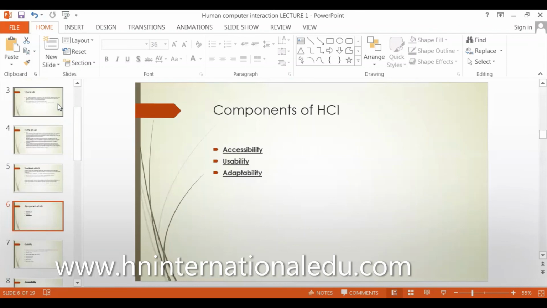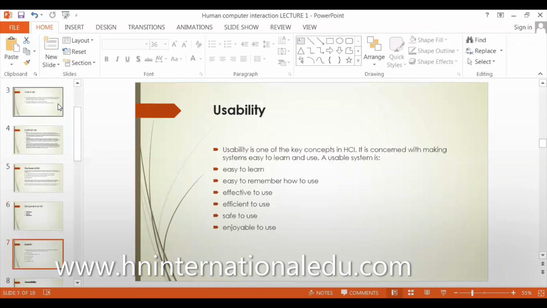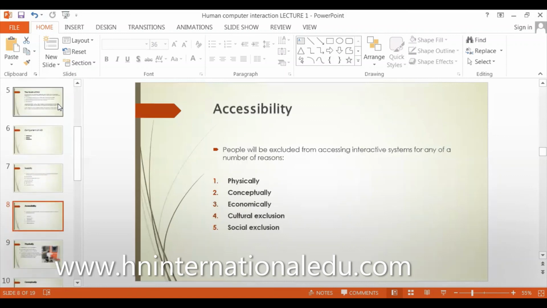Then we have read about the components of HCI. There are three components: usability, accessibility, and adaptability. We have read about usability. It must be easy to use, friendly to use, for example WhatsApp. It must be accessible to everyone, people with disabilities, with special needs. It must be available to all people belonging to different cultures and different languages. So culture or such barriers should not limit the use of technology.